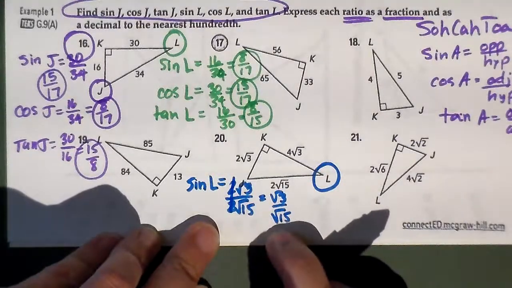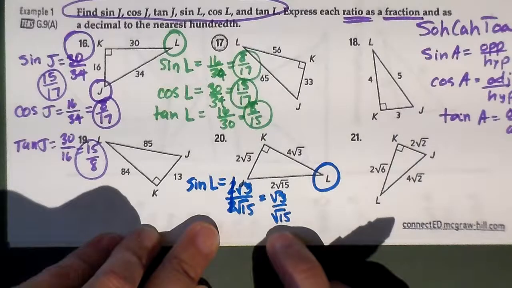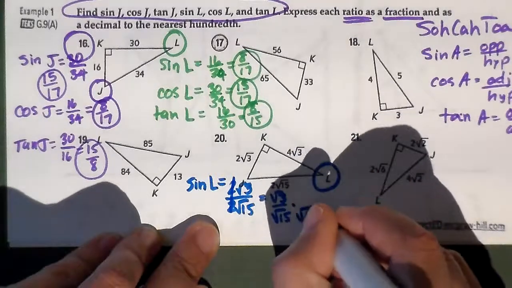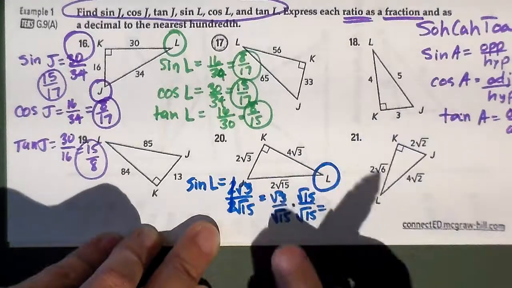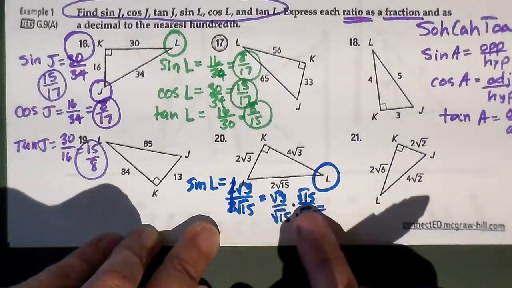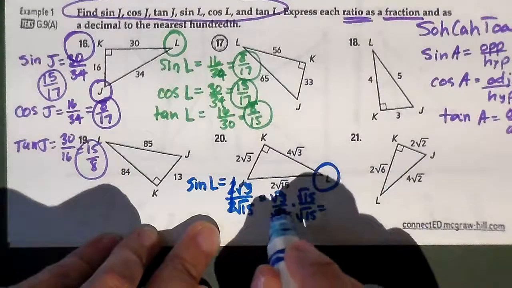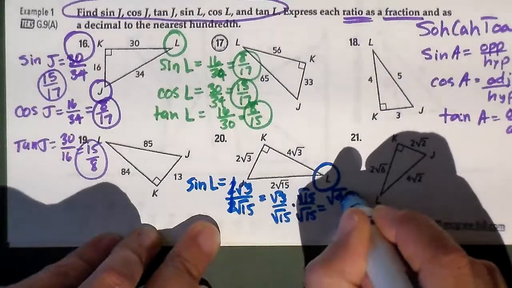But I don't want the square root in the denominator. Remember we talked about that? We want to rationalize the denominator. So I'm going to multiply by square root of 15 over square root of 15. And since these are all underneath, I can multiply them together. So 3 times 15, square root of 45.